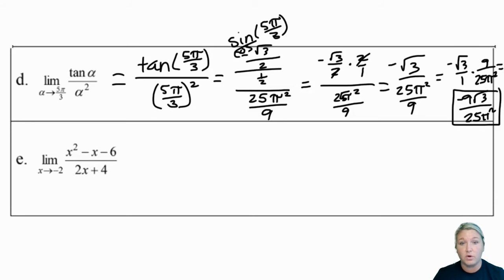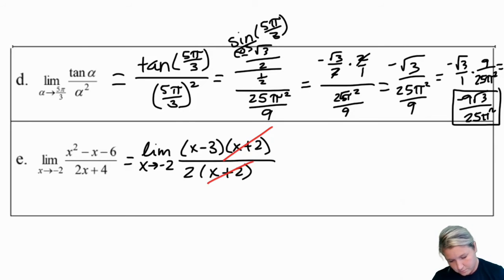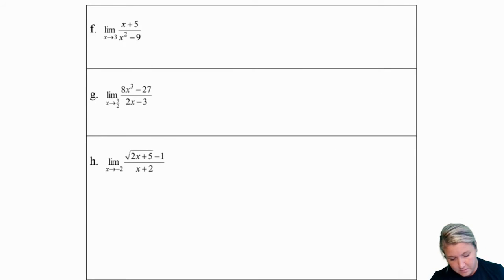The next one, we're going to have to use factorization and factor out some things, and then that will help us move forward from there. So that's it for E. On this next one, we're going to have to use a difference of squares.